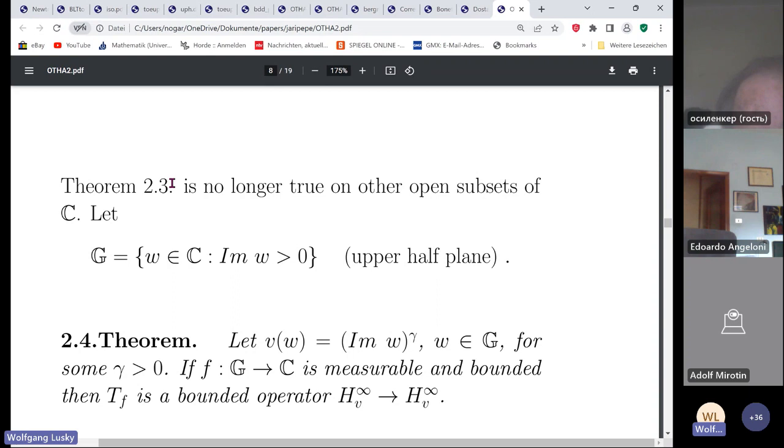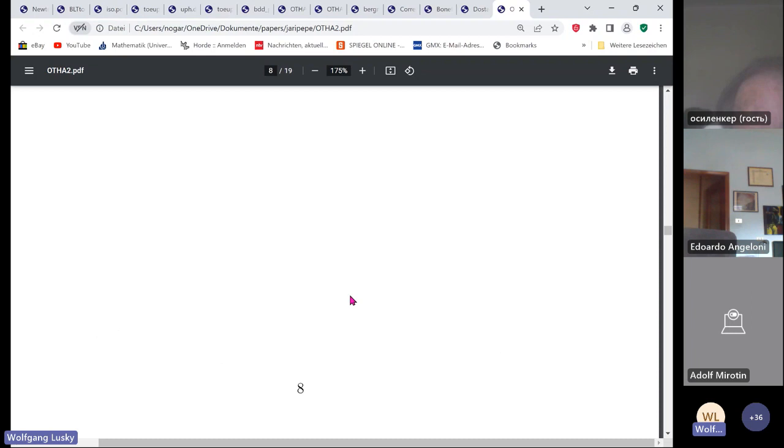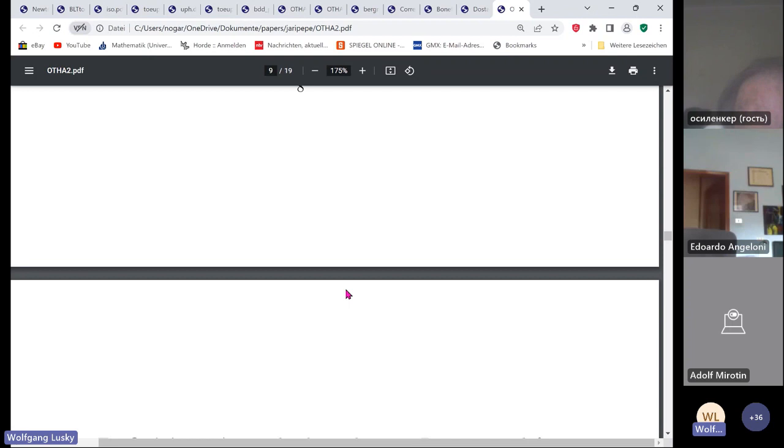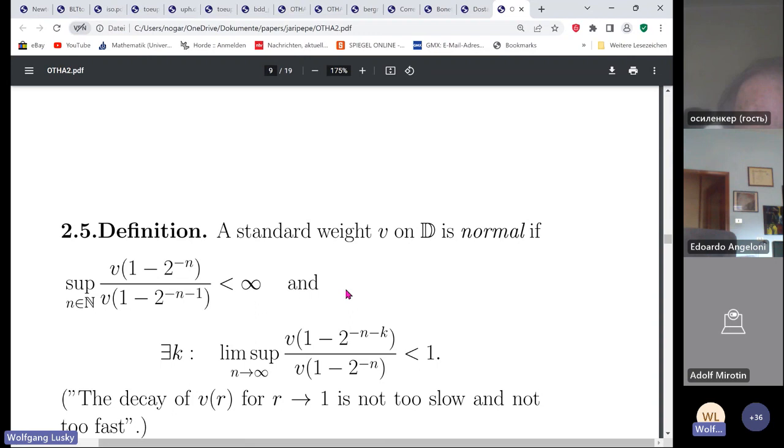Now, let me just introduce this important subclass, and this is quite well known, namely the class of normal standard weights, which is something like the decay of V of r for r tending to 1 is not too slow and not too fast. And by decay, I mean, well, we were assuming that V of r tends to 0, and this I want to denote by decay. And this should not be too slow and should not be too fast, and then we have a normal weight.